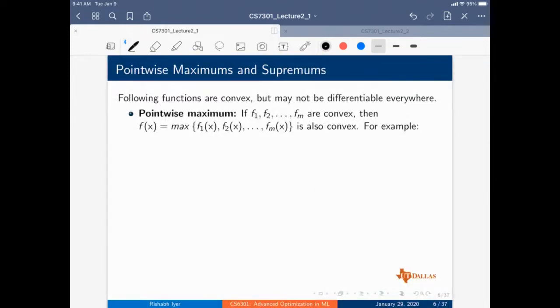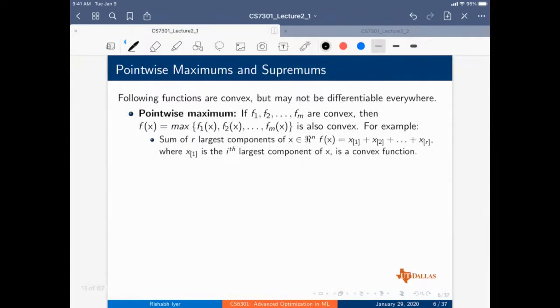Okay, so if you have f1, f2 until fm as convex functions, then the max of f1(x), f2(x) until fm(x) is also a convex function. In particular, you can show that if f(x) is the sum of the r largest components of x, with the notation x_[1], x_[2] until x_[r], where x_[i] is the ith largest component of x, then this function is a convex function. How can you show this? Any thoughts?